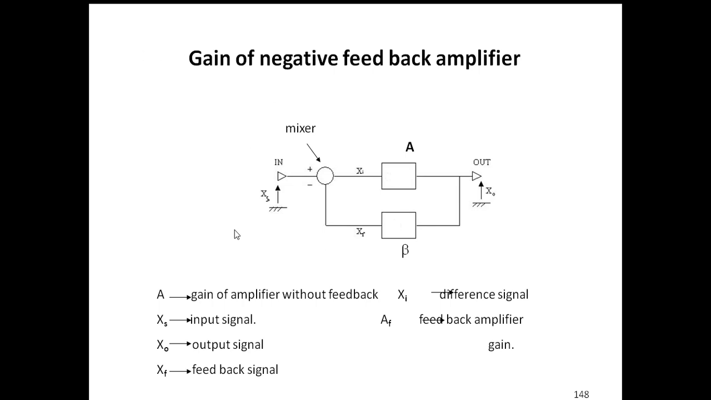Here, this is a very important one: the gain of a negative feedback amplifier. How can we calculate the negative feedback amplifier gain? This is a block diagram of the feedback network. This is the basic amplifier, this is the feedback network. Basic amplifier gain is A, feedback network gain is beta. Here, the input is applied to the amplifier through a mixing network. Then the output is taken here.